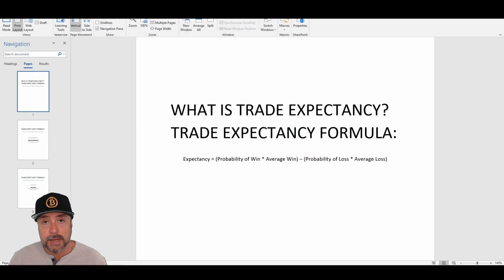All right, so what is trade expectancy? Well, it's a formula and it goes like this. Expectancy equals the probability of a win times your average win minus the probability of a loss times your average loss. So when you're trading your setups, what percentage of the time do you win? And then what's your average winner, minus what percentage of the time do you lose, times your average loss. I know that looks like a bunch of gobbledygook formula stuff, so I'm going to show you a couple of examples of how that breaks down.